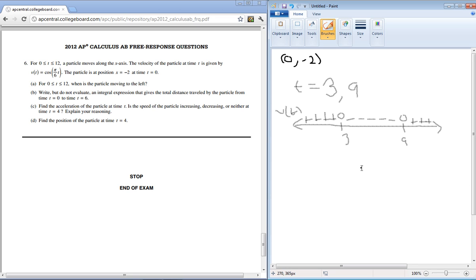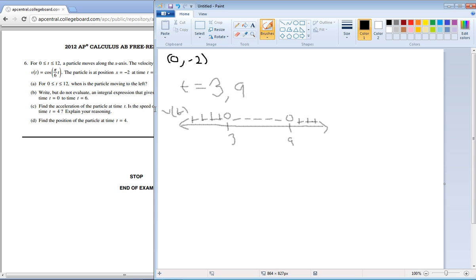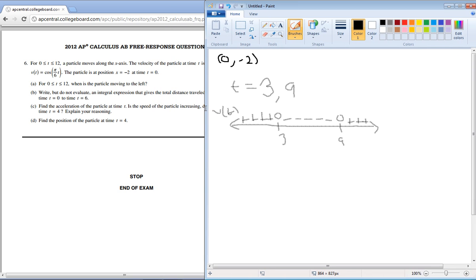So when's the particle moving to the left? Is there like a text box? Can I put a text box? I don't want to type it. I don't want to draw it.